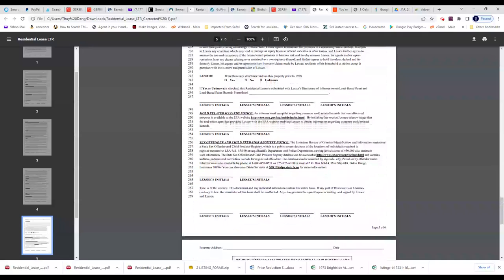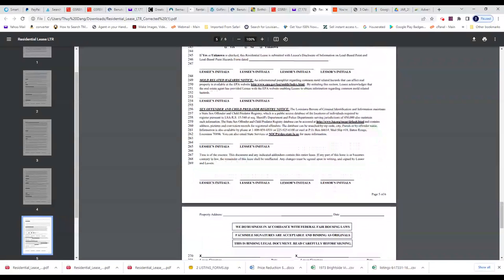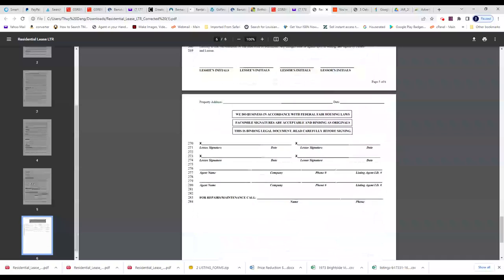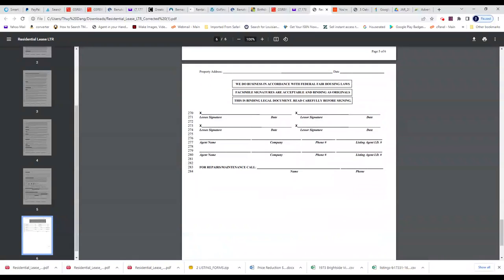Sex offenders, same thing. Have them, make sure you have the mold and the sex offender initials. All of these things have to be initialed. It's in addition to. All right. And then you have everything else.